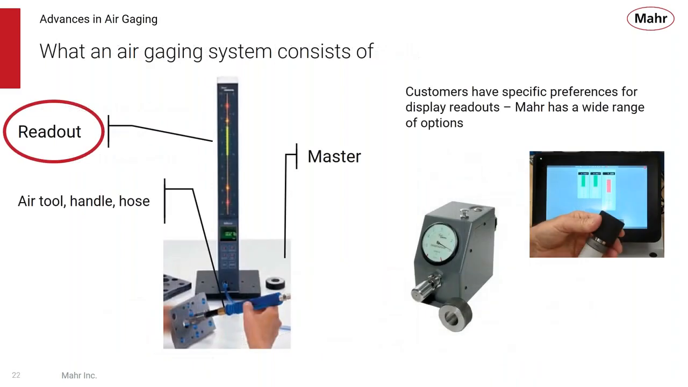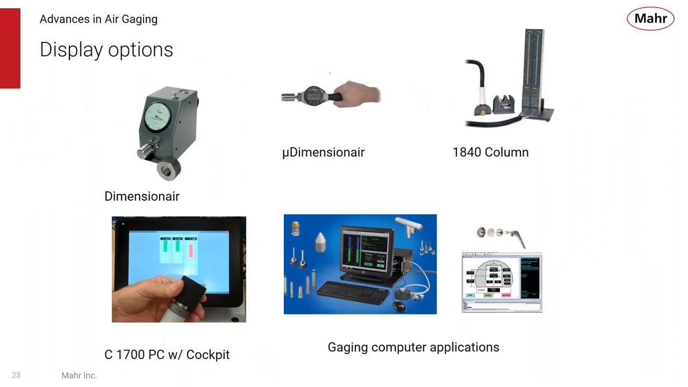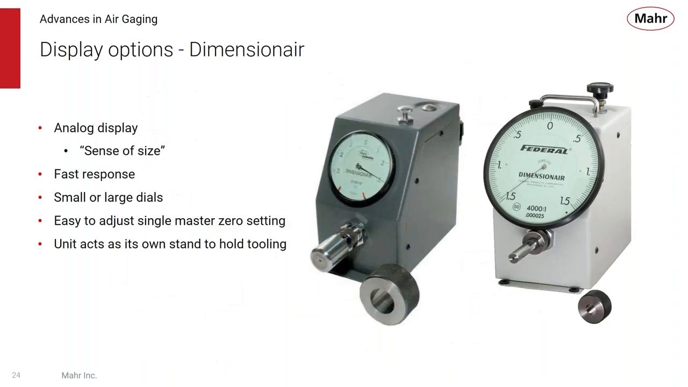So we talked about the air tooling a bit. Let's talk about the next part of the air gauging system, the readout. Now, customers have specific preferences for display readouts, and Mahr has a wide range of options. Whether it be bench mounted or computer aided or portable, Mahr has a readout for the application.